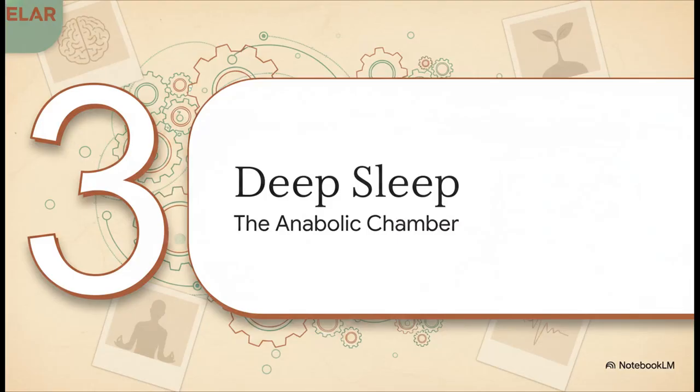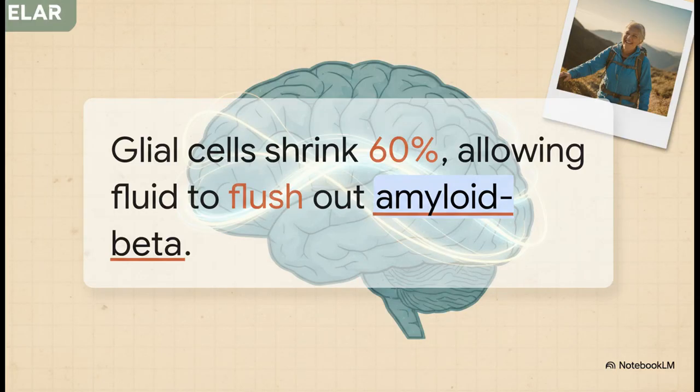All right, let's plunge a little deeper into section 3, deep sleep, the anabolic chamber of stage N3 and slow wave sleep. During stage N3, your brain is just dominated by these slow, powerful delta waves, and it releases the vast majority of your daily growth hormone. But here's the absolute most crucial part. Deep sleep activates your glymphatic system.